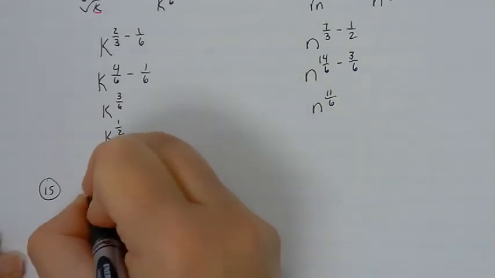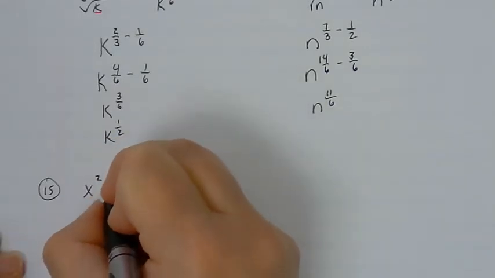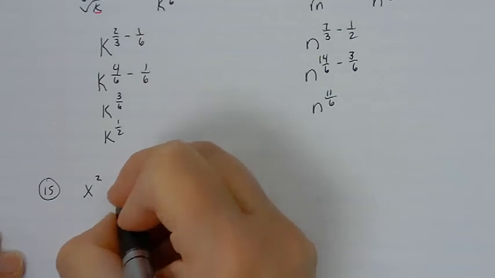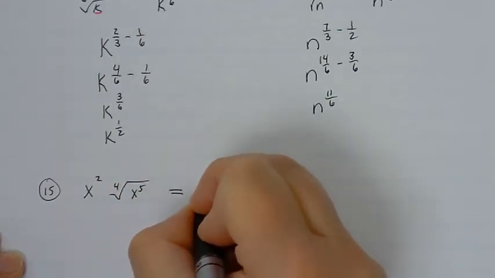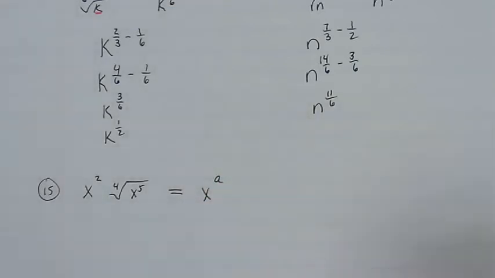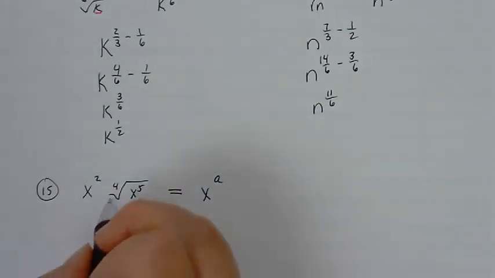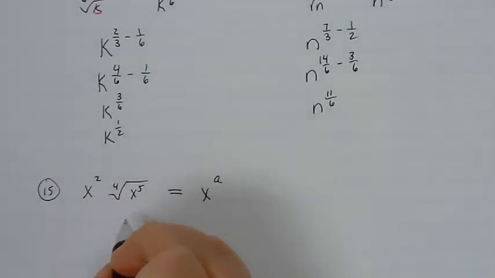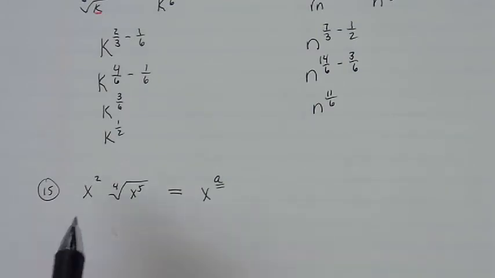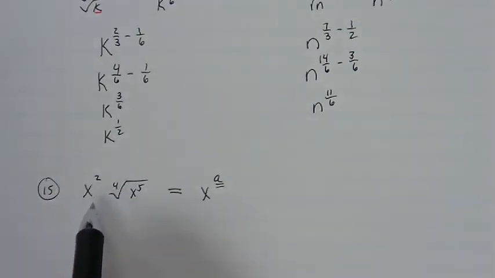There's some in Delta Math that say something like this: x squared times the 4th root of x to the 5th would be the same as x to what power? So when you see something like this, it's really just asking you to simplify. If I have this, I could really simplify this down to x to some power, and they're asking you to tell them what the power of a would represent. What would a represent in this case? So I've got to try to put this together somehow.